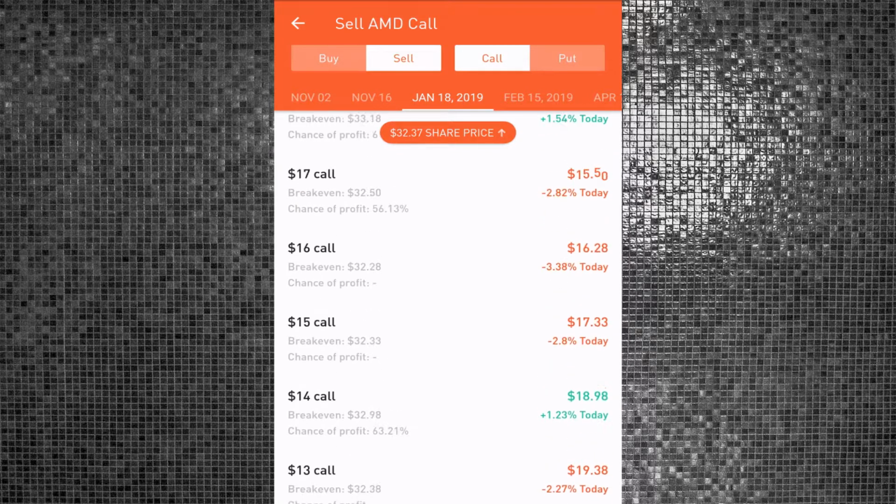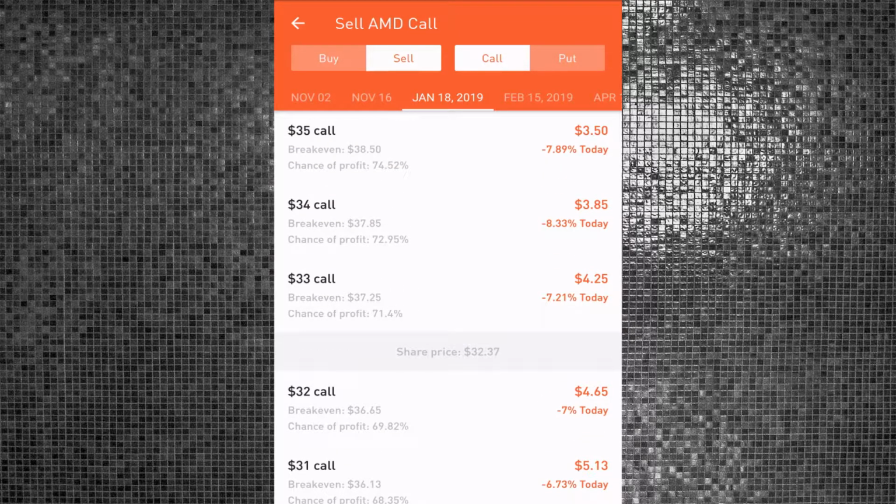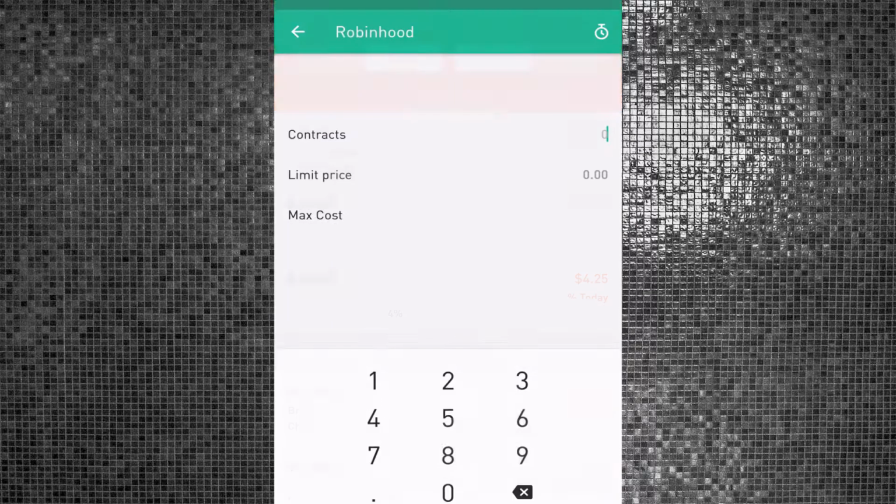Let's take an example of just over the stock price. If it is above the stock price, it's called in the money. If it's below the stock price, it's called out of the money. So $33 and above is in the money. $32 and below is out of the money. We click on $33, for example.